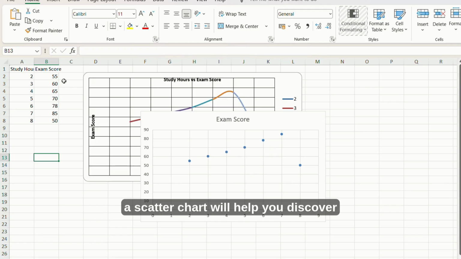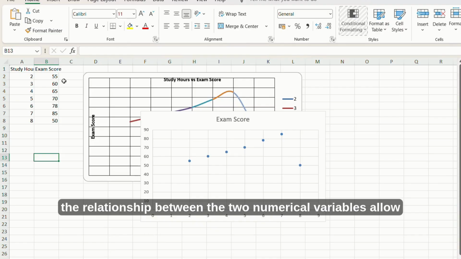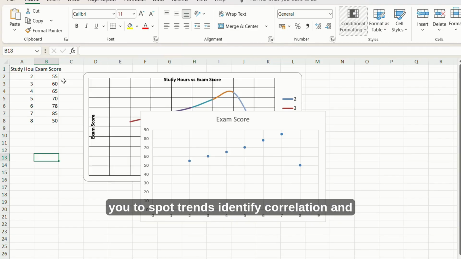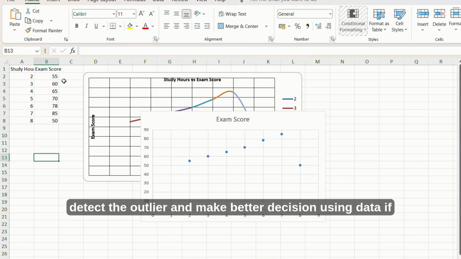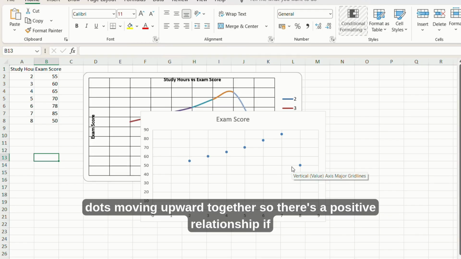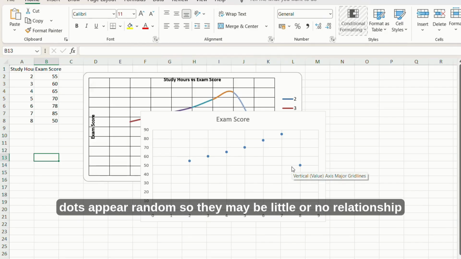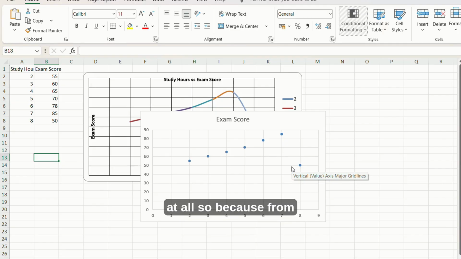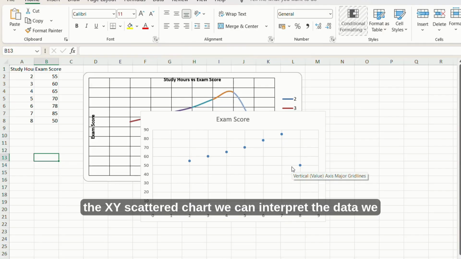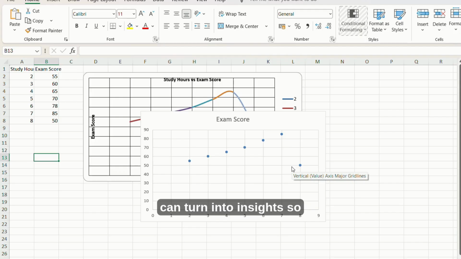This XY scatter chart helps you discover the relationship between two numerical variables, allows you to spot trends, identify correlation, detect outliers, and make better decisions using data. If dots move upward together, there's a positive relationship. If they move downward, that's a negative relationship. If dots appear random, there may be little or no relationship at all. Because from the XY scatter chart we can interpret the data, we can turn it into insights.